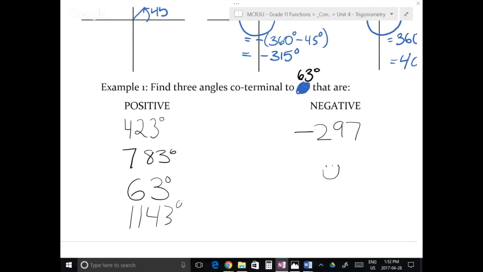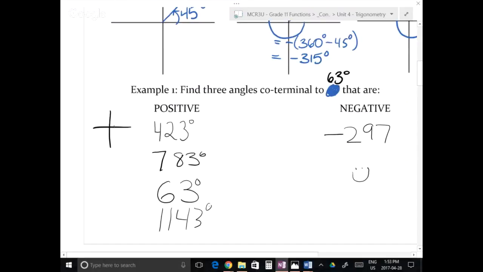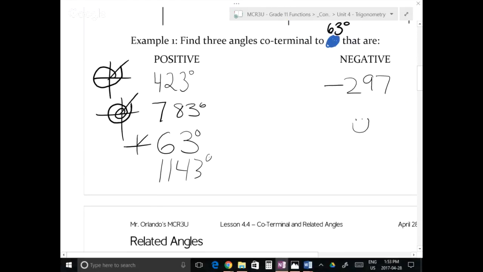Okay, what do we got? I have no idea. Okay, let's talk about this. So how did we get 423? It's a good answer. I like it. What did we do? Yeah, we did all the way around and then up. Perfect. How did we get 783? All the way around, all the way around, and up. Good. 63, it's kind of lazy. Okay, there we go. And 1143, how'd we get that?